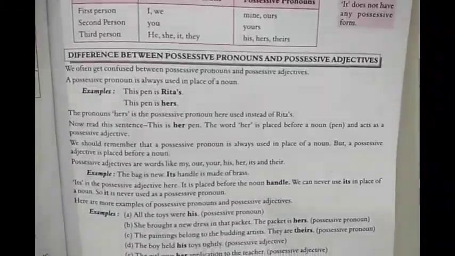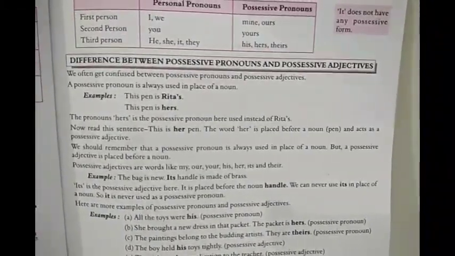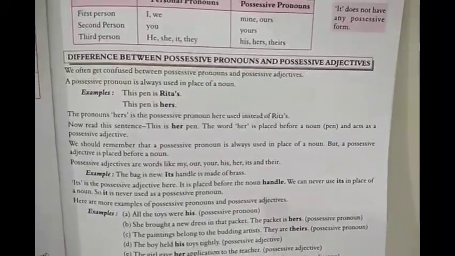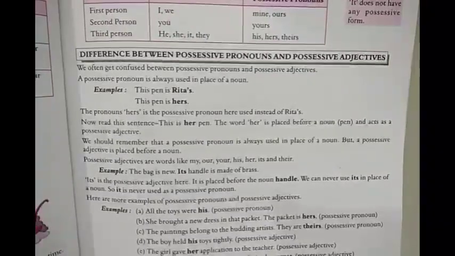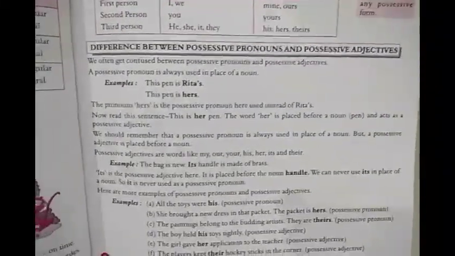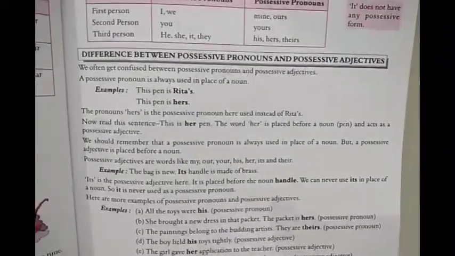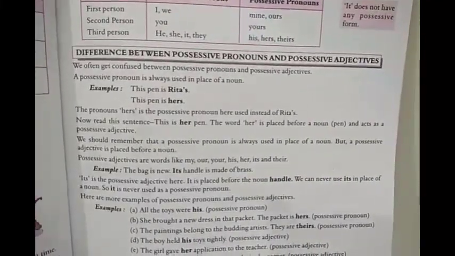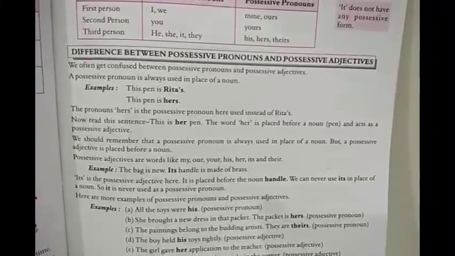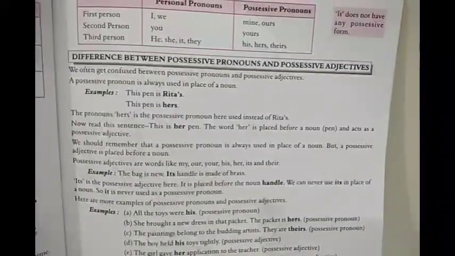Now the next is, we'll see the difference between possessive pronoun and possessive adjective. Now we know possessive adjectives are used to enhance the noun. So how are we going to differentiate? Now a possessive pronoun is used in place of a noun. If I say this pen is hers, so in this case "hers", you have to see the sentence, it will be a possessive pronoun.